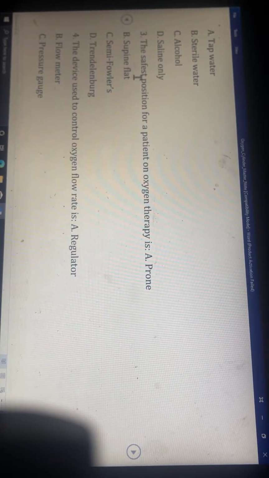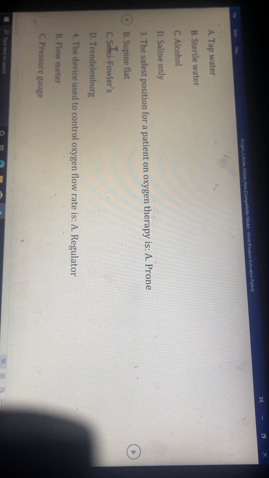So number 3, the safest position for a patient on oxygen therapy is: A, prone; B, supine flat; C, semi-Fowler's; and D, Trendelenburg. I believe you all know your positioning. I will still make a class on that. Now, if you choose D, you are wrong. If you choose prone, you are wrong. If you choose supine flat, you are 75% wrong. The answer is what? Semi-Fowler. Semi-Fowler is the safest position.